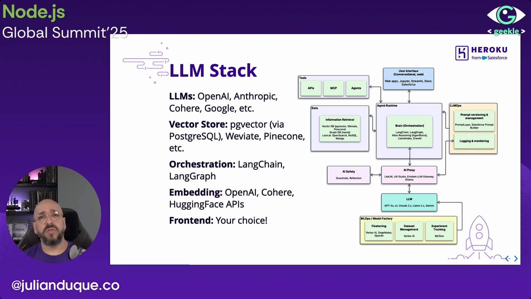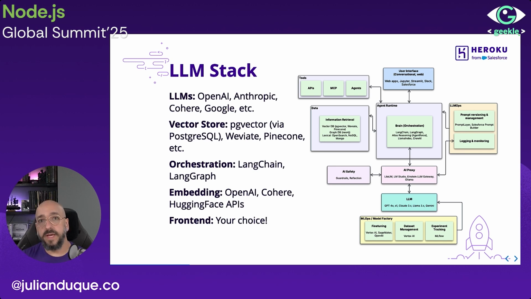You can find models provided by OpenAI, like GPT-4o, O1. You can find models by Anthropic, like Claude, by Cohere, which has models for embedding. You have Google with Gemini or Vertex. You have Llama. You have DeepSeek, Mistral. There are a lot of different options out there, proprietary and open source. So it depends on your needs what LLM you are going to use.